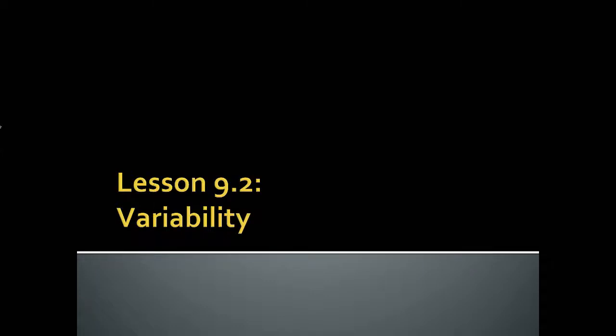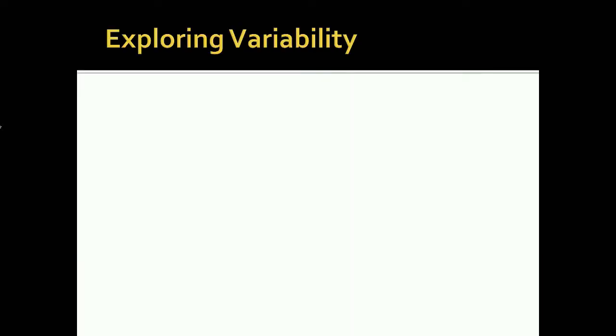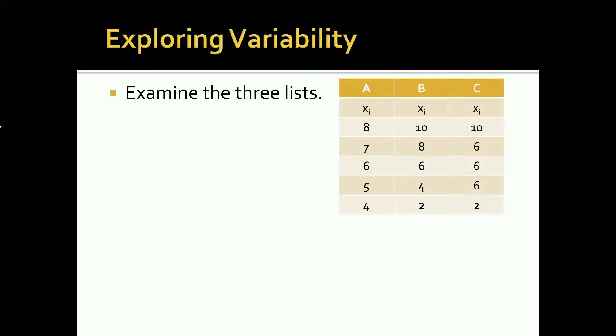We will be looking at lesson 9.2 in our statistics chapter, and this is about variability. So let's go ahead and take a look at this. First we're going to explore variability, see what this is even talking about. We're going to have three sets of data, three lists of data: set A, set B, and set C. And you can take a look and see them there, just 5 things in each set.